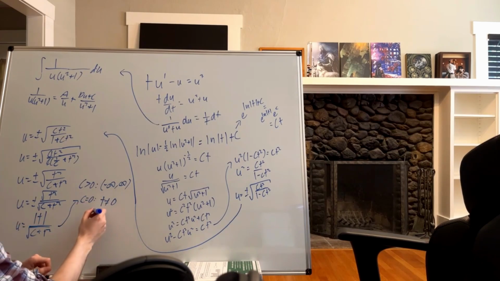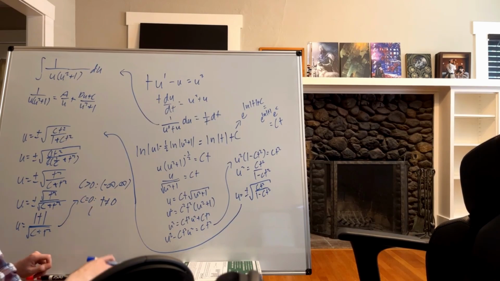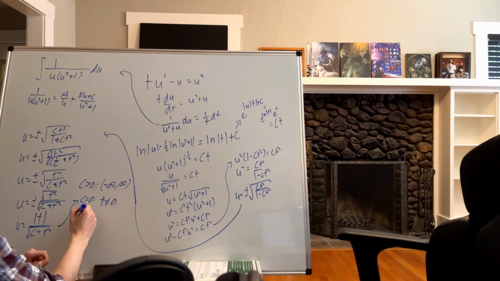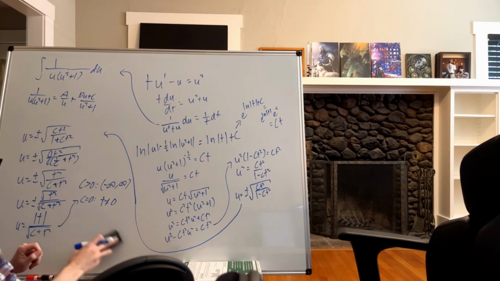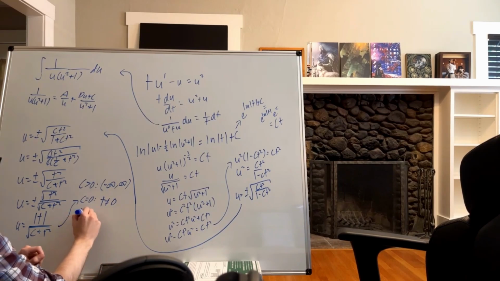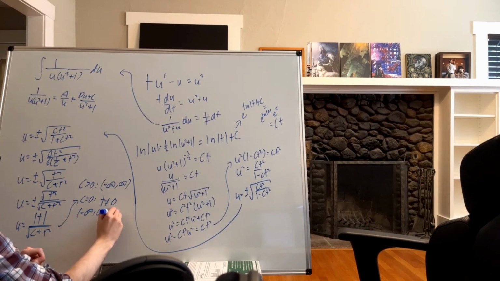So I guess if we put it in interval notation too, it'd be negative infinity. Oh my god, I can't draw infinity for the life of me. Minus infinity, 0, union, 0, positive infinity.